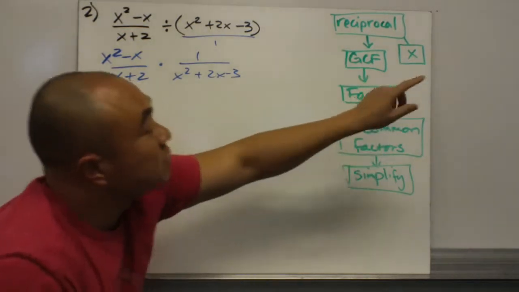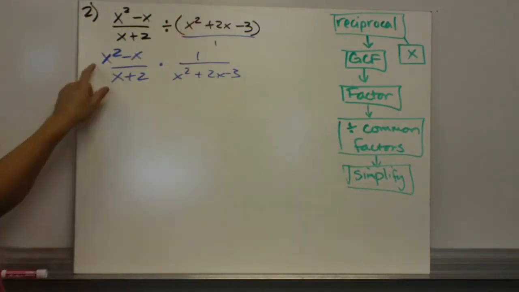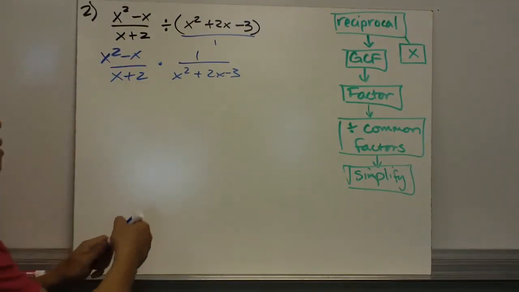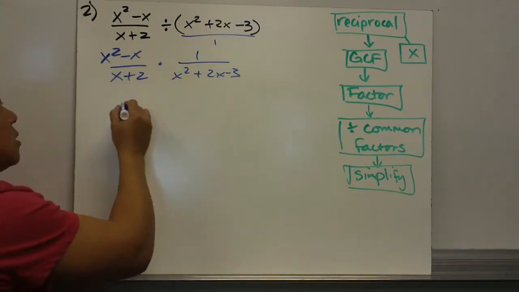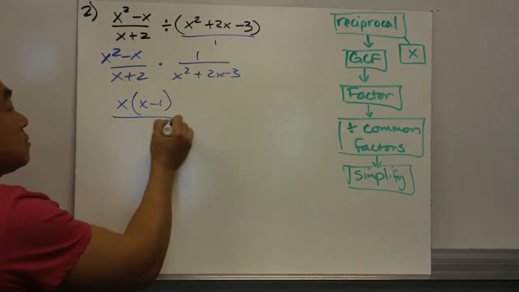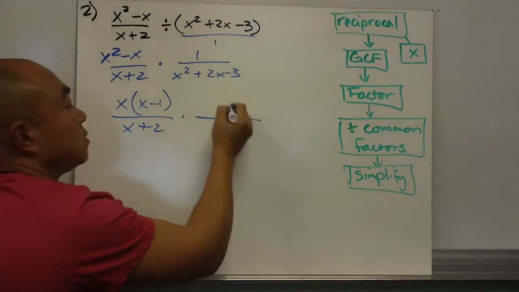Now we're going to go and see if we are GCF. So we did reciprocal, we did the multiplying and the flipping part. Now we're going to go ahead and find GCF. And the only one that I could do GCF on is probably this term right here. So I'm going to go ahead and work that part out. So that's going to be x on the outside, and that'll be x minus 1, x plus 2, and then times 1.